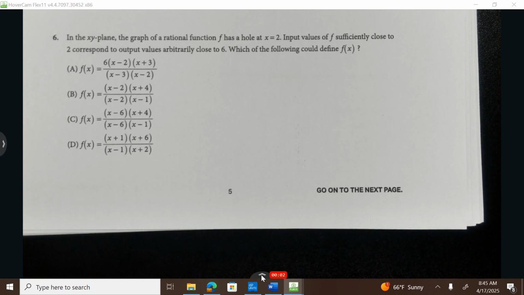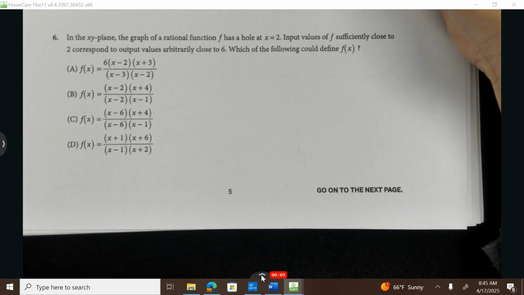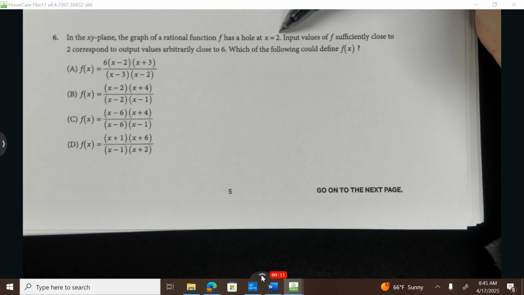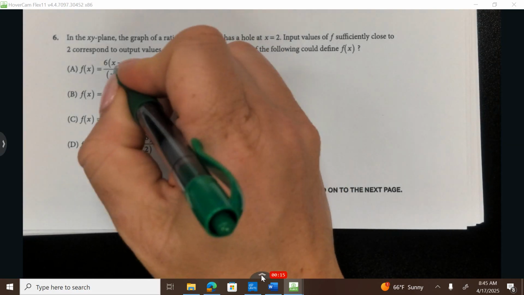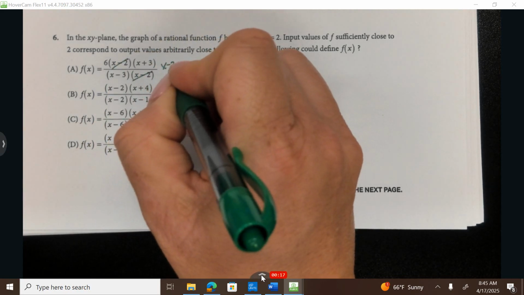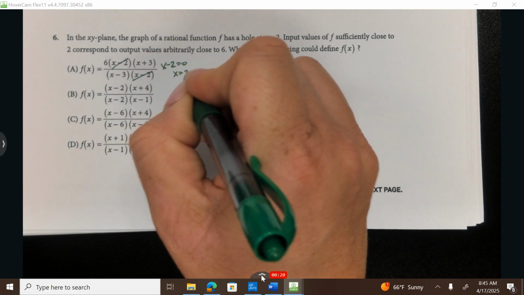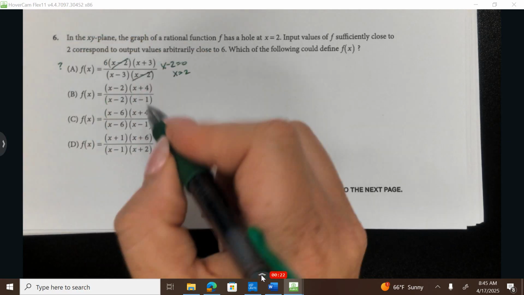This is a problem not like any other that we have probably practiced in class. Part of it you should be accustomed to seeing. It says here that there is a hole at 2. So let's go through and see, can we eliminate anything? All right, if I set x minus 2 equal to 0, I would have a hole at 2. Okay, this is a potential answer.